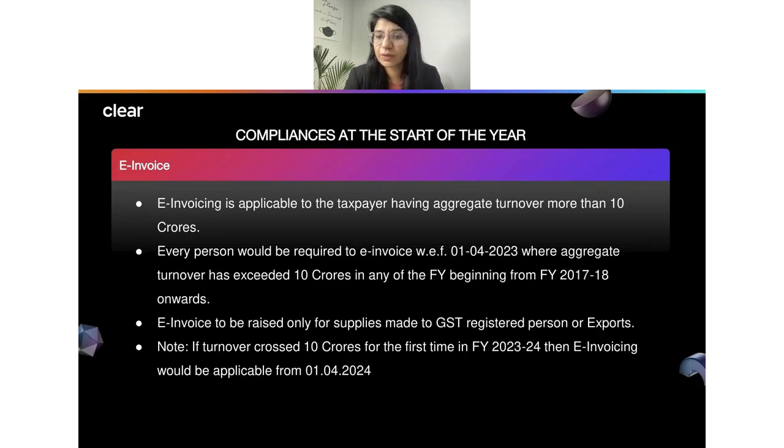Another question from Sandeep, who is asking: taxable turnover is 9 crore and exempted turnover is 1.5 crore, whether e-invoicing is mandatory? Yes, Sandeep. In your case, e-invoicing is applicable, and you're required to generate the IRN number for all the B2B documents or the export documents which you have issued for your taxable supplies.